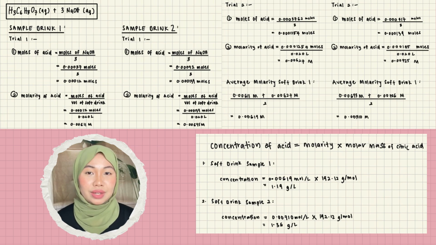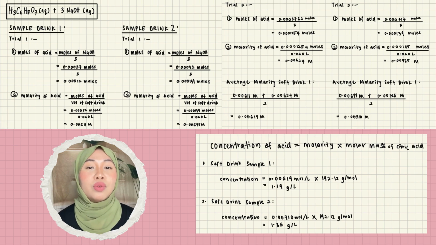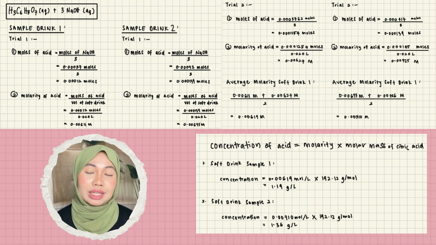To translate these values into acid concentration, we look at the underlying stoichiometry. Citric acid reacts with sodium hydroxide in a 1:3 ratio, as shown by the balanced equation. By dividing the moles of sodium hydroxide by 3, the moles of citric acid were isolated. This gives an average calculated molarity of 0.00619 molar for sample 1 and 0.0071 molar for sample 2. Multiplying this by the molar mass of citric acid gives us the final mass concentration in grams per liter.